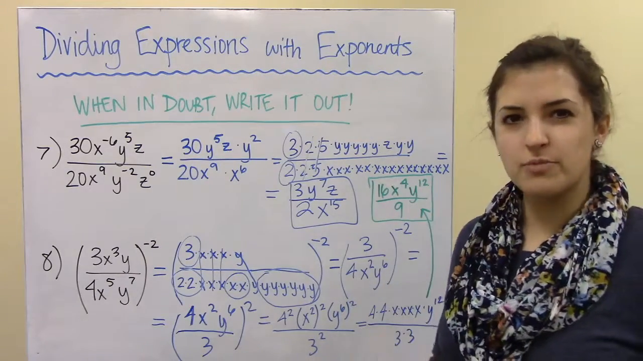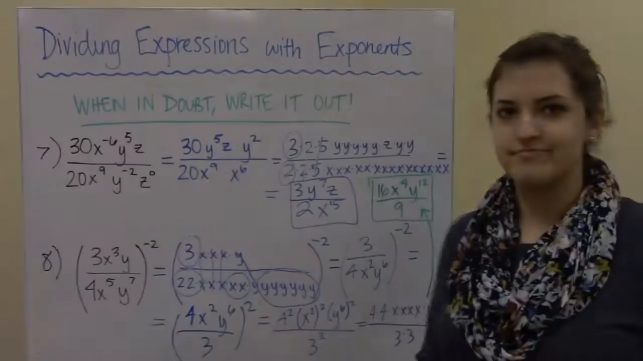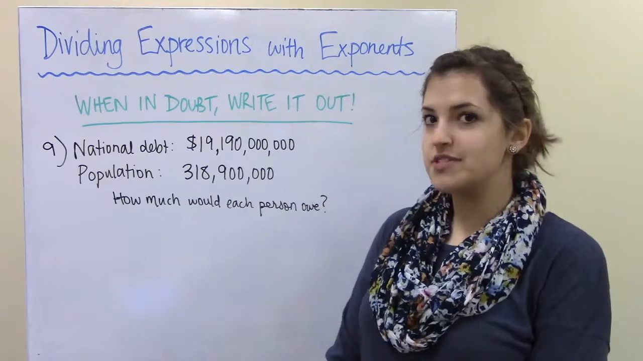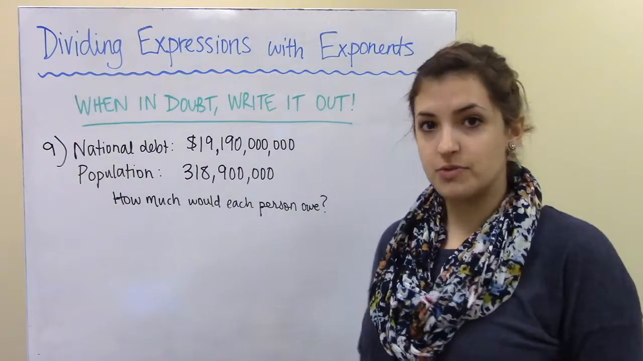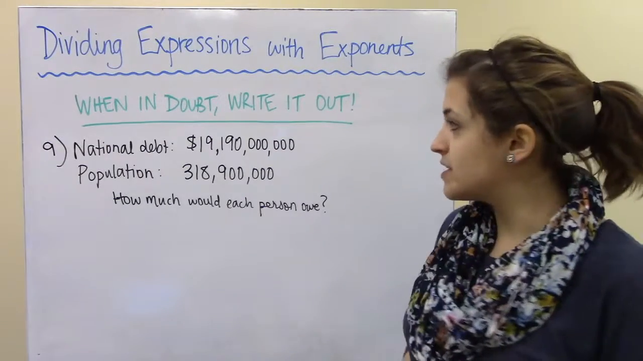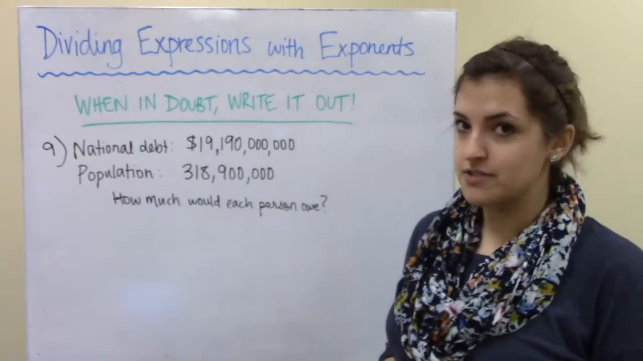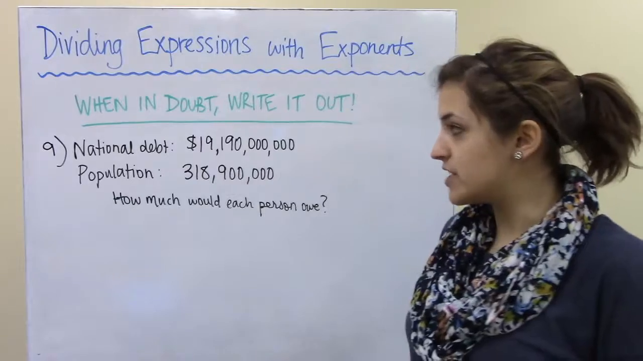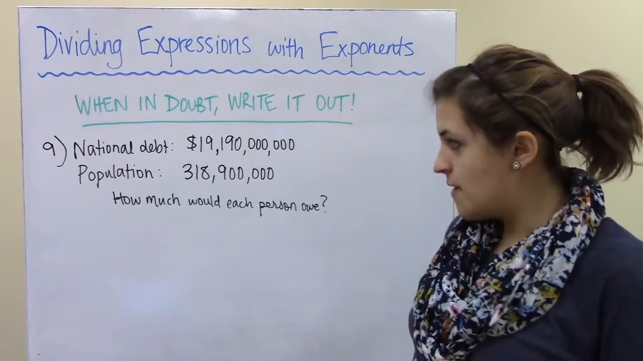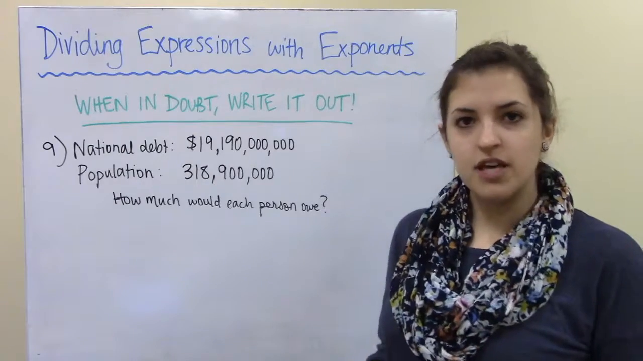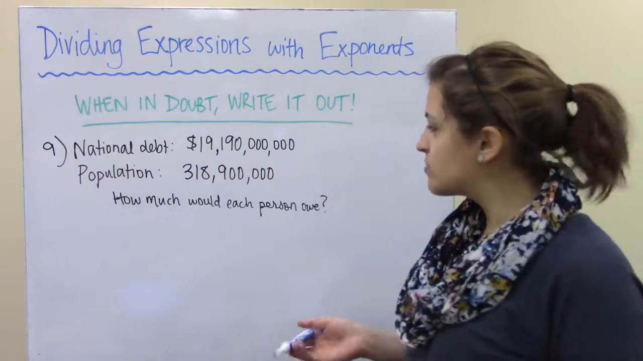All right, let's try a word problem, and then we'll be done. Okay, so in this problem we're told that the U.S. national debt as of January 31st, 2017 was $19,190,000,000. We're also told that the U.S. population is 318,900,000 people. And if the debt were shared evenly among everybody, how much would each person owe?